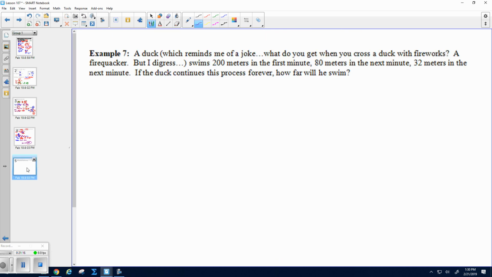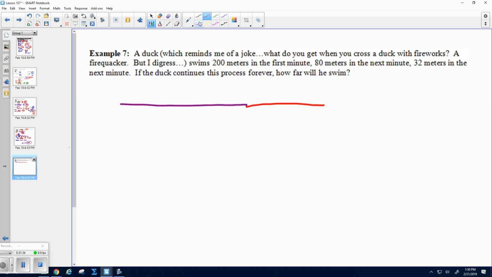And the last one, a duck, which reminds me of a joke. What do you get when you cross a duck with fireworks? A firecracker.